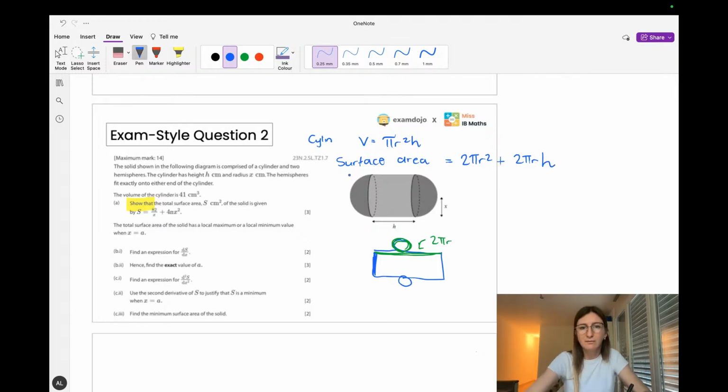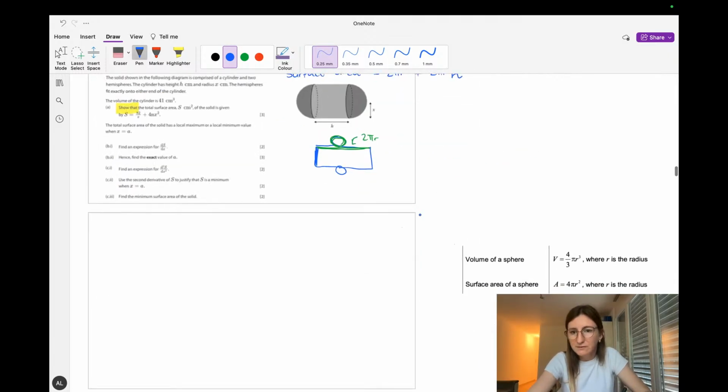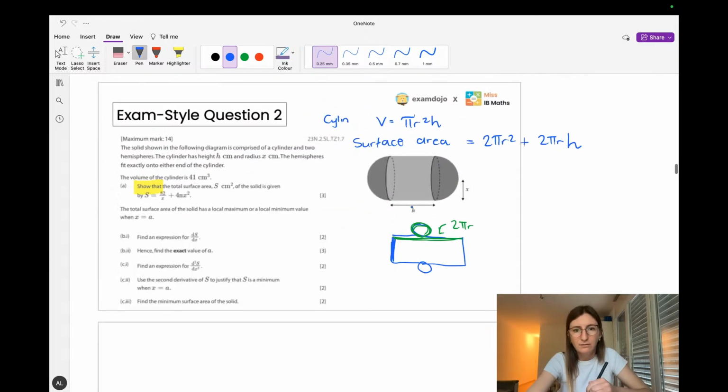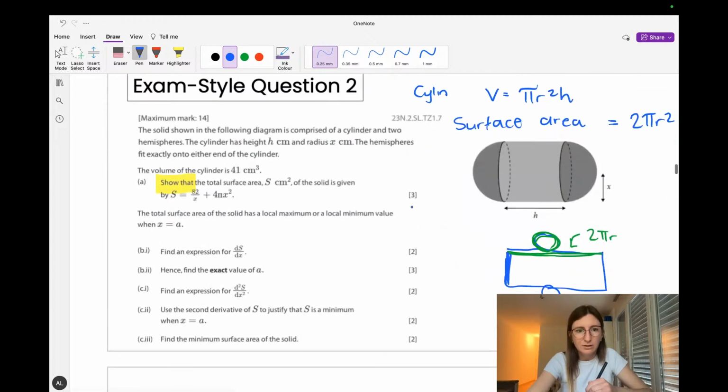So that's surface area. And then for volume of a sphere, we have 4 over 3 pi r cubed, and surface area 4 pi r squared. So we've got those to start with. Now let's have a look at the question.